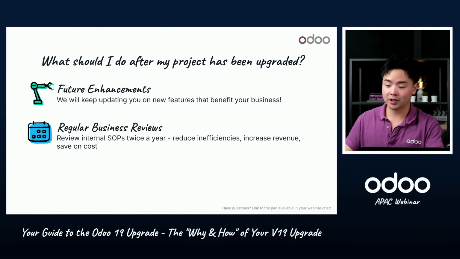Regular business reviews as well. If there's anything we learned from this, it's that businesses do better if they review internal operations at least twice a year. Our goal is to help reduce inefficiencies, increase revenue, and of course, reduce on cost.